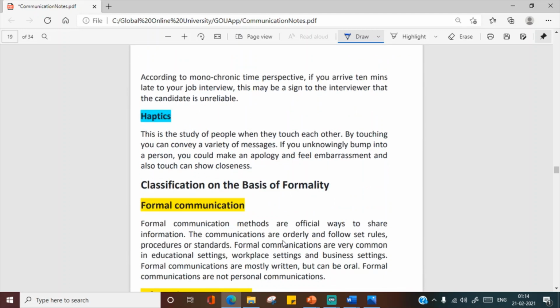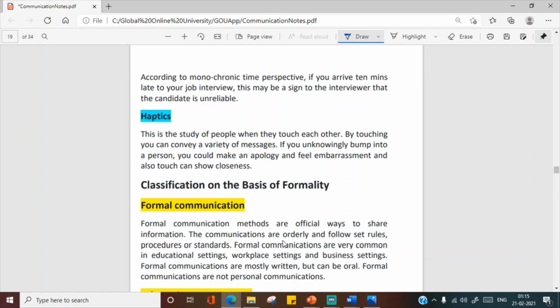Finally, you have haptics. Haptics is the study of how people touch each other. By touching, you can convey a variety of messages. For example, you are walking on a road and you bump into another person. You just say sorry, because that is also a way of communication. If you touch the other person inappropriately, that is also very bad. It also communicates that the person is trying to flirt with you. So haptics is also a type of non-verbal communication.